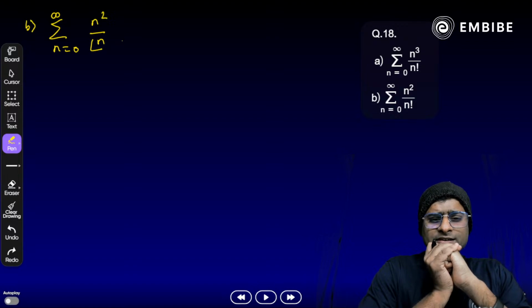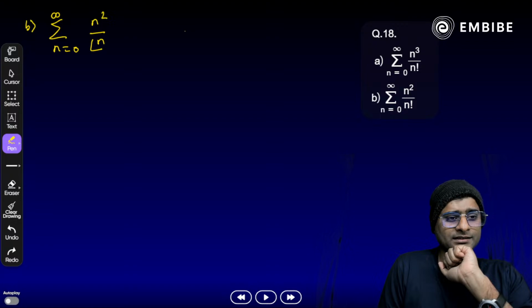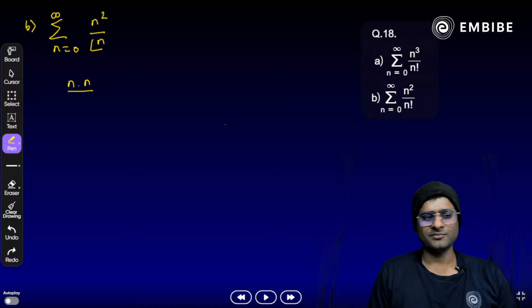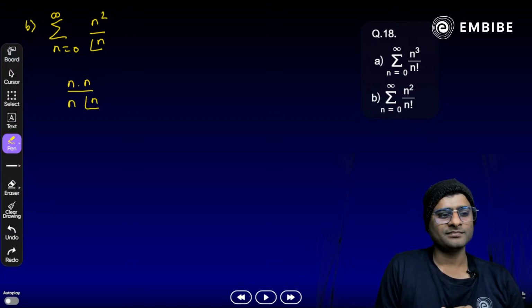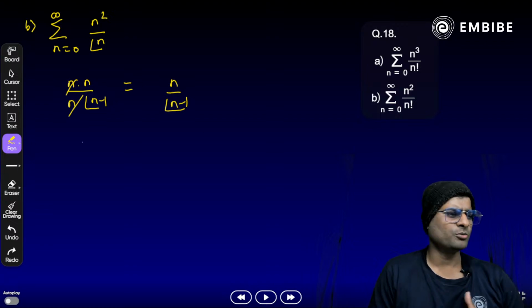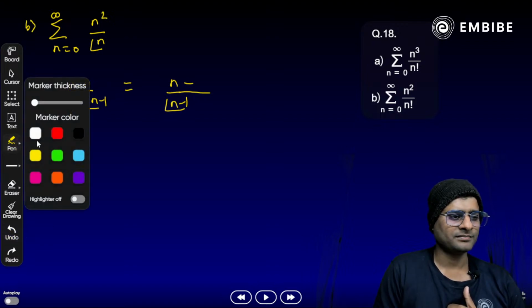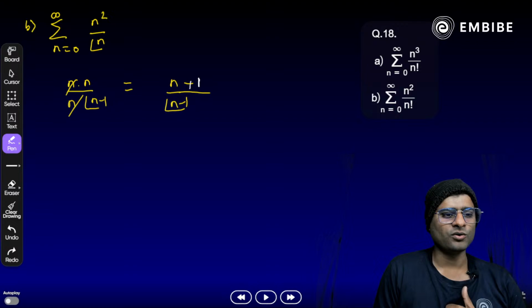Now what next here? n square is in the numerator, so can we break it here? How can you write n square? n into n, correct? And for factorial n, we can write n times factorial n minus 1. Yes, cancel out. What is left here? n by factorial n minus 1. Now at the numerator, what should we do? Add 1 and subtract 1. Add 1 and subtract 1 in the numerator. Clear?